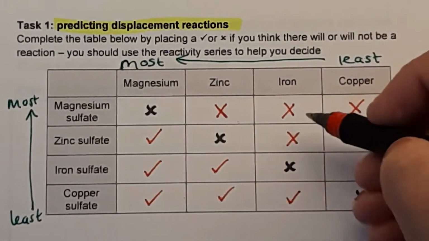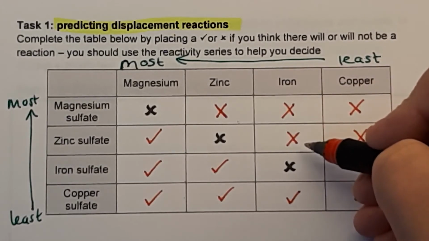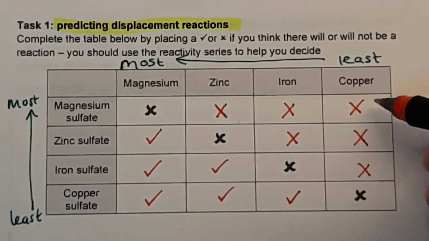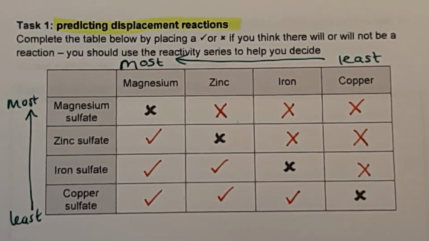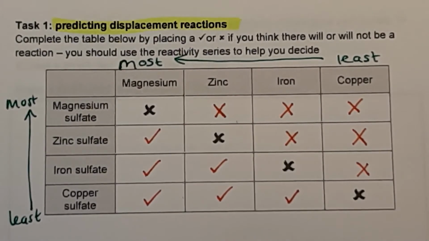Now, iron is less reactive than magnesium and zinc, so it can't displace those. But it is more reactive than copper, so it can displace copper. Whereas copper is less reactive than all three of the metals, so it cannot displace any of them. So there are 12 marks available here, so give yourself a mark out of 12.